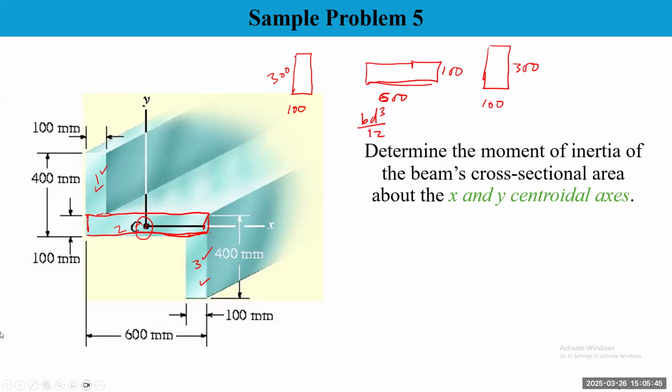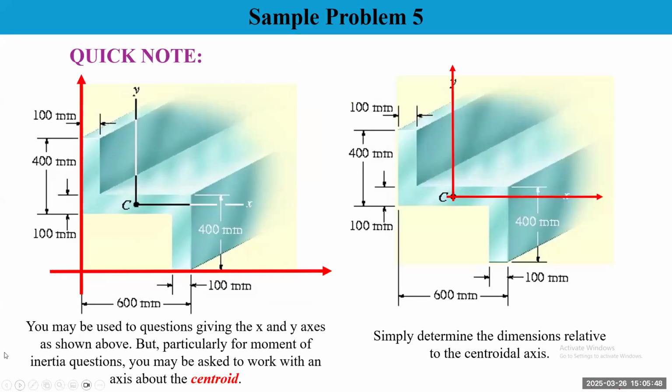All right, so let's look at it quickly. What you do here, you separate it into figures that you know. One of the things to notice is that they created a Y and an X axis. It's important. You could put it anywhere: at the centroidal axis, or out here. So you may use the X and Y axis as shown above. But particularly for a moment of inertia question, you may be asked to work with an axis about the centroidal axis. This is the axis that I'm talking about.